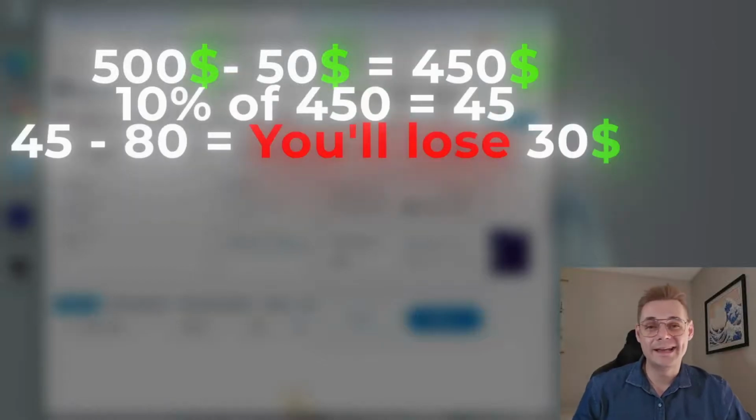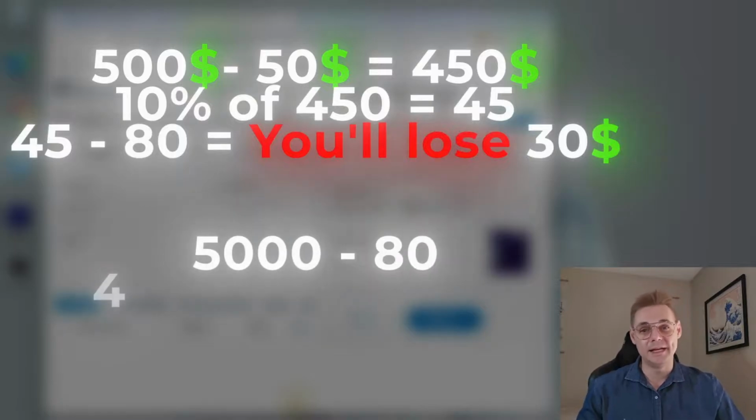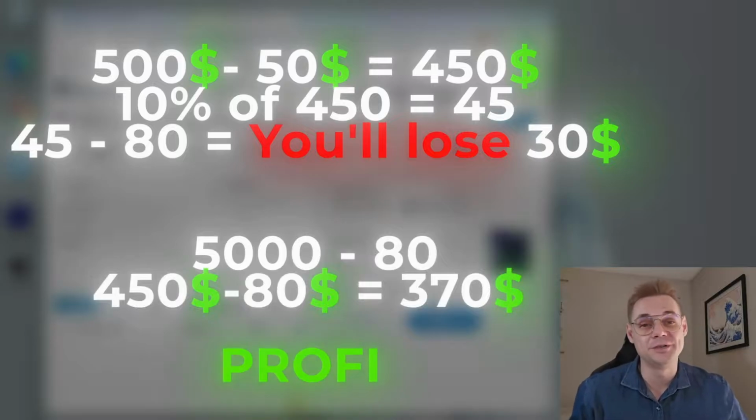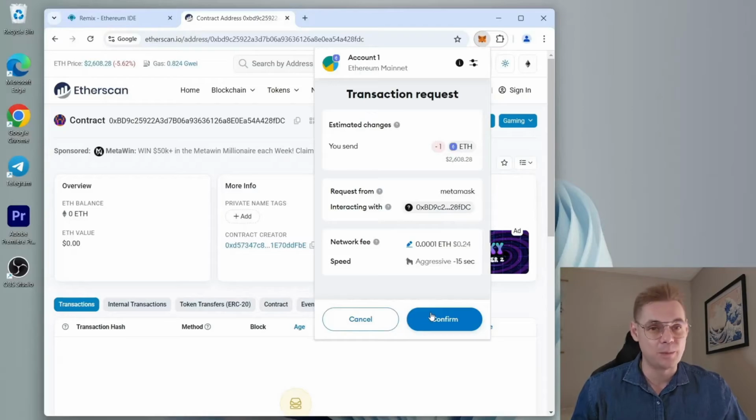But on the other side, a transaction for $5,000 with a 10% slippage and $80 gas fees, your total profit will be $450 minus 80, which is around 370, resulting in a net profit.